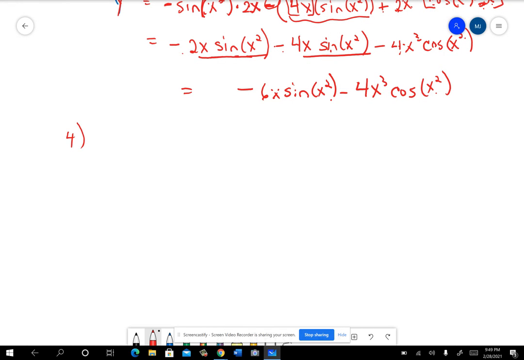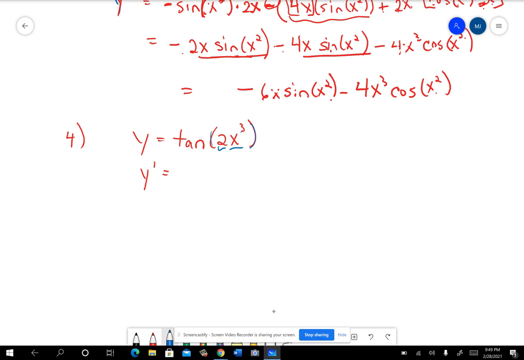Number 4 started out on my sheet as y equals tan of 2x to the third power, and I want to do y prime. So I'm looking at it and I'm seeing this inside function. I know tangent, and see how the 2x to the third is all inside? It's not something raised to the third. So be careful about how you interpret it.